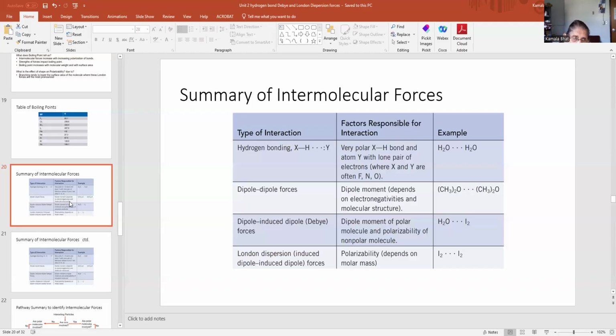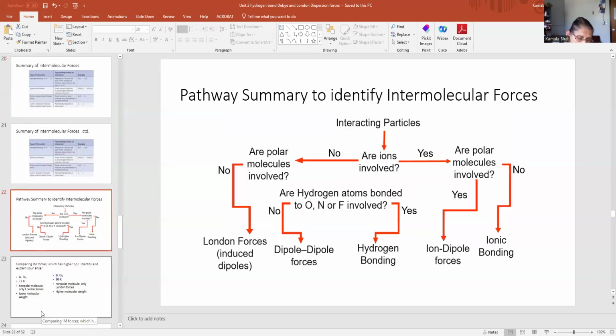And London dispersion forces are considered as the forces that are responsible for the boiling points and melting points of gases such as inert gases, because the polarizability depends on the molar mass, and it is induced, and it is a temporary attraction. The electron cloud is distorted for a very short period of time, during which a dipole is set up, and the molecules or atoms come together.